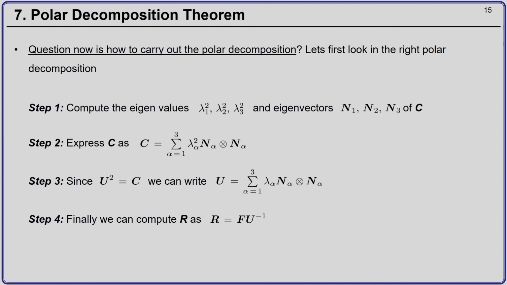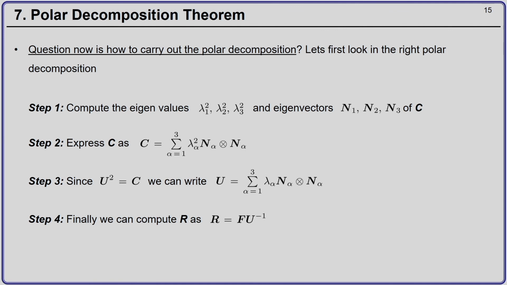Now, the question comes, when you are doing a finite element computation, you need to carry out this polar decomposition of the deformation gradient tensor. So, you need to determine what is U, because U contains the stretch. So, how do we do this polar decomposition? First we will look into how we carry out the right polar decomposition.